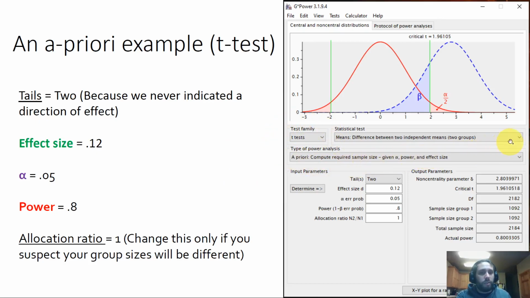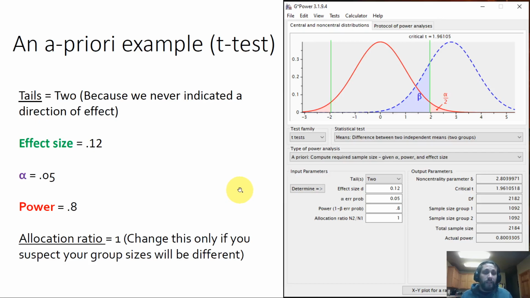And the statistical test we're looking at is the mean differences between two independent groups. Because again, it's an independent samples t-test. When you think about what a t-test is, it's just comparing the two means of different groups. And we did this before we ran our study, so it's an a priori analysis. And we always set our tails to 2, unless for some reason you have reason to believe that this is a one-sided test or something like that. But most of the time, I'm going to say you're probably going to want a 2-tailed test for this study.